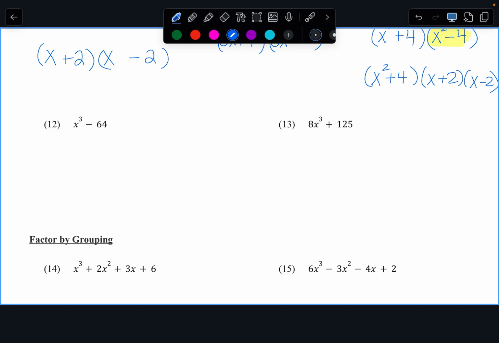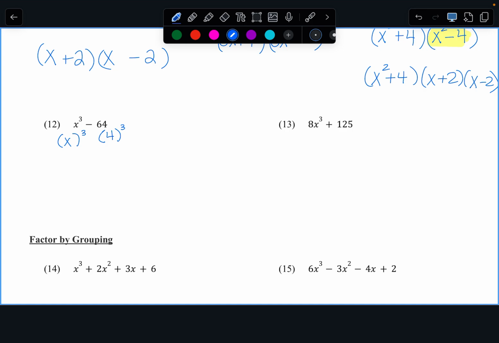Because it has an x to the third and a number, we're going to use the sum or difference of cubes. Again, this is a really important one to have on a formula sheet somewhere as a reference. Okay. Perfect cubes. X to the third is x to the third. 64 is 4 to the third.